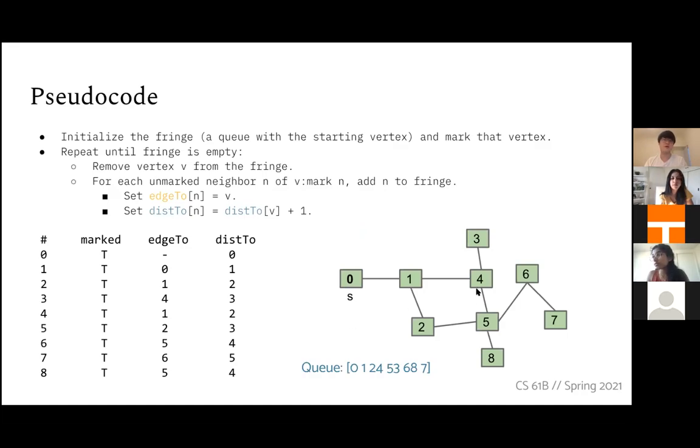Oh, okay, we have one question. Why can't they go to 5 from 2 instead of 4?